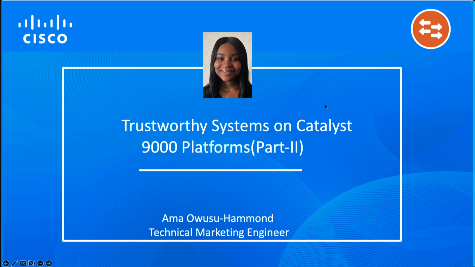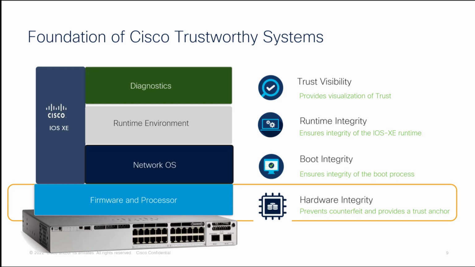Hello everyone, welcome to the second part of the video that is focused on the trustworthy systems on our Catalyst 9000 series switches. To understand the different embedded trustworthy technologies, let's go over the basic security blocks in a switch. Let's start with the firmware and processor. We need to start trust from the hardware layer. The underlying hardware needs to be trusted before any software can run on it.